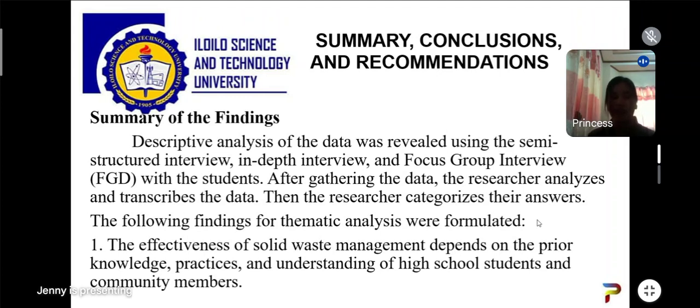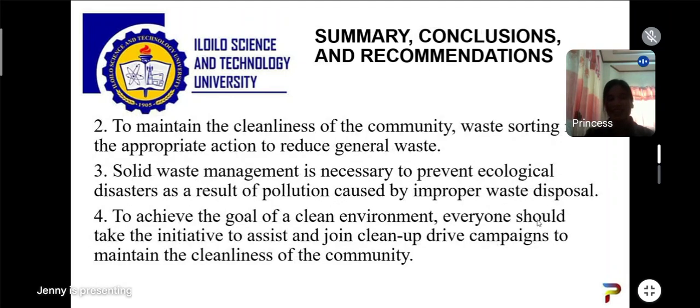So, first, we have the effectiveness of solid waste management depends on their prior knowledge, practices, and understanding of high school students and community members. Second, to maintain the cleanliness of the community, waste sorting is the appropriate action to reduce general waste. Third, solid waste management is necessary to prevent ecological disasters as a result of pollution caused by improper waste disposal. Fourth, to achieve the goal of a clean environment, everyone should take the initiative to assist and join cleanup drive campaigns to maintain the cleanliness of the community.